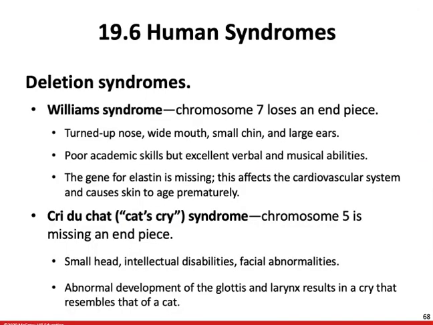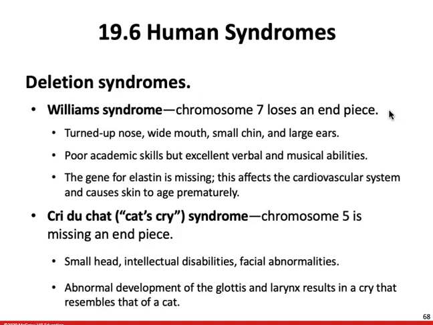So we're going to focus on just a few of those chromosomal changes in structure. Deletion syndromes would be things like Williams syndrome. This is when chromosome 7 loses a tiny portion off the end. This is going to result in a turned up nose, wide mouth, small chin, large ears. There tends to be very poor academic skills, but excellent verbal and musical abilities. The reason for this is that the gene for elastin is missing. So this is going to greatly affect the cardiovascular system. It can cause the skin to age prematurely without the presence of that elastin.